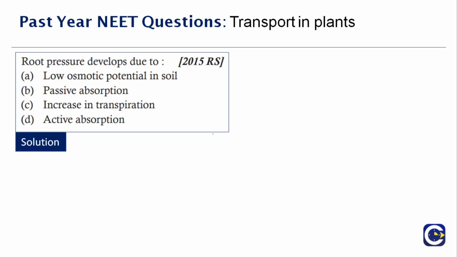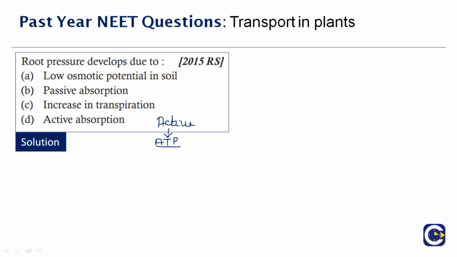Okay, now that root pressure is developing due to what? So here you're given 4 options. We already saw in part 1 there is a difference between active and passive. Now when I say active, it uses ATP. It requires ATP for its transport system. But if you take passive absorption, it is not like that, right? Passive absorption is a normal process, and it does not require any metabolic pathway for the transport system to happen. So root pressure develops due to active absorption.